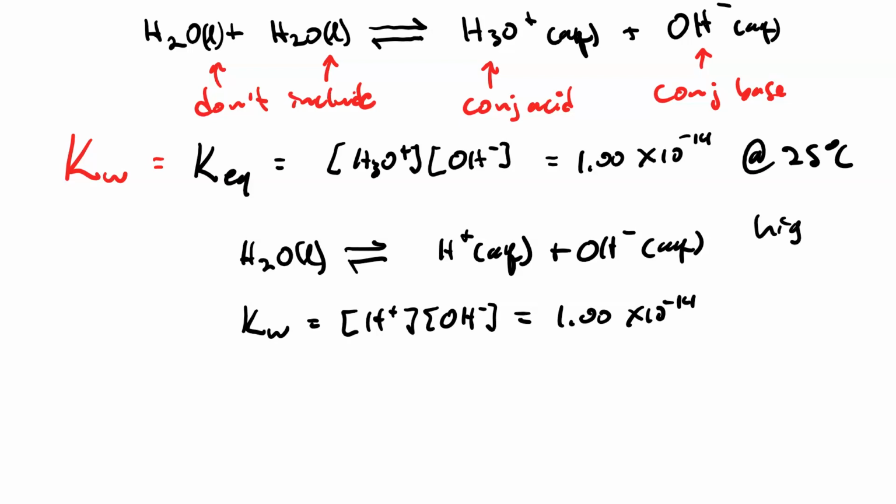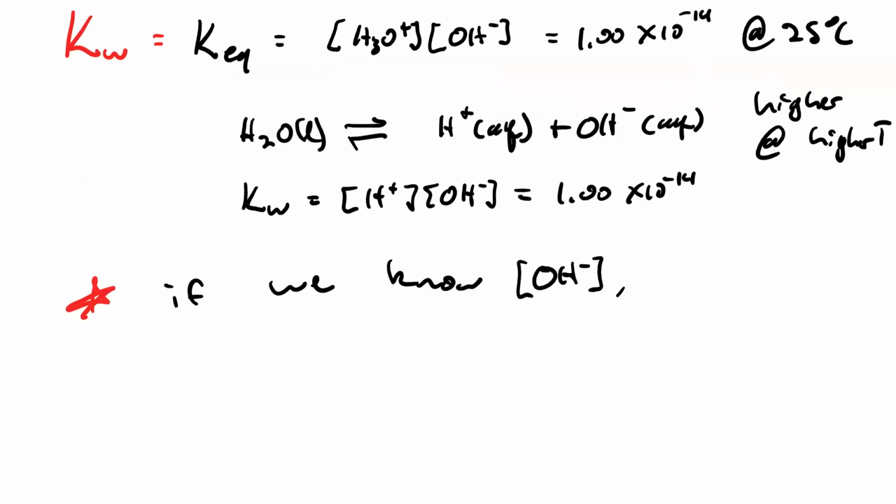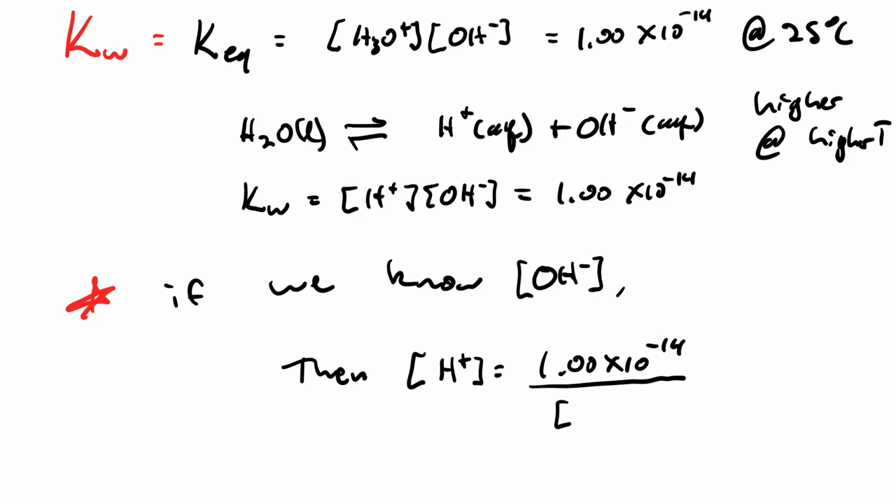And it's higher at higher temperatures, right? And it's smaller at lower temperatures. The consequence of this is that if we know one, we can find the other. For instance, if we know the concentration of OH minus, then the concentration of H plus equals 1.00 times 10 to the negative 14th over the concentration of OH minus.